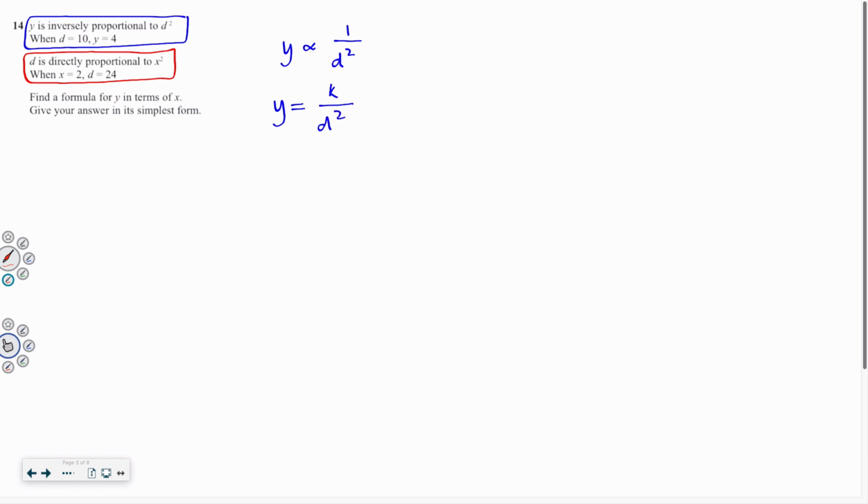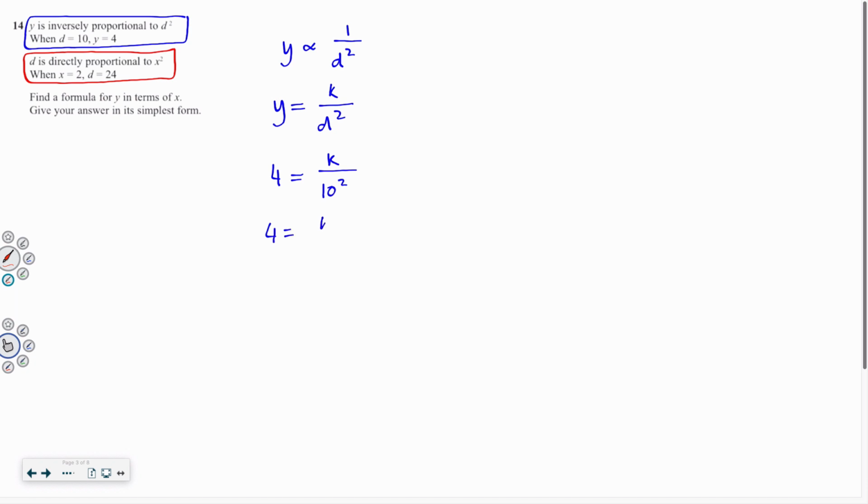And now what I'm going to do is substitute these two values in here so that I'm able to work out my k for the blue part of my question. So when y equals 4, 4 must equal k over, and then d is 10, so it's got to be 10 squared.